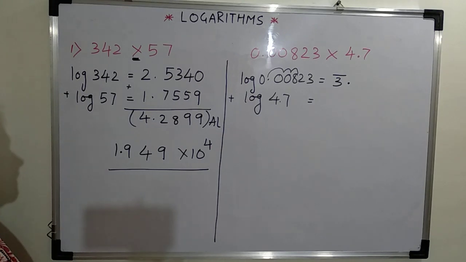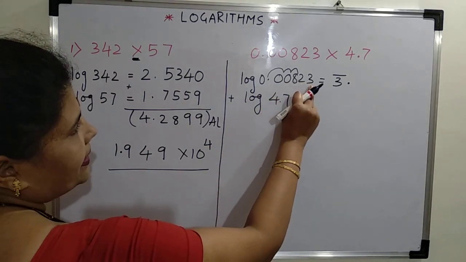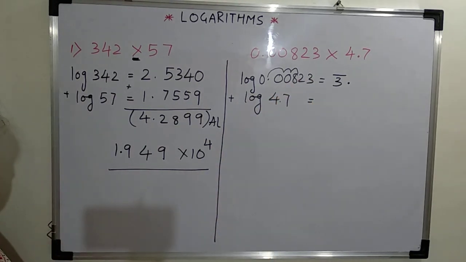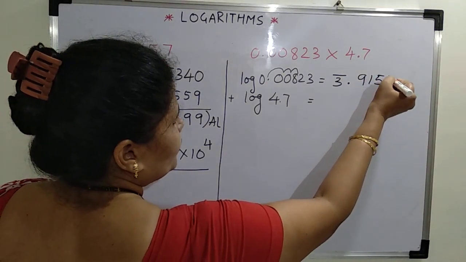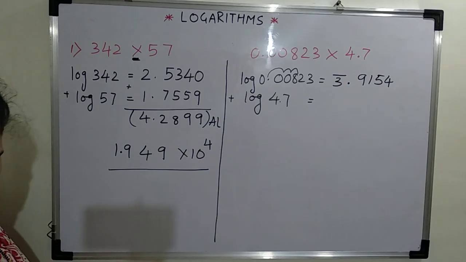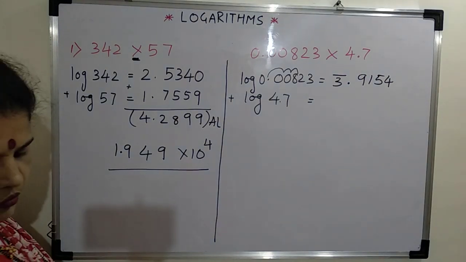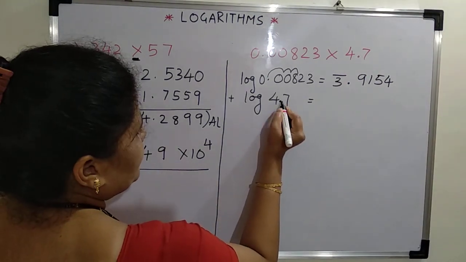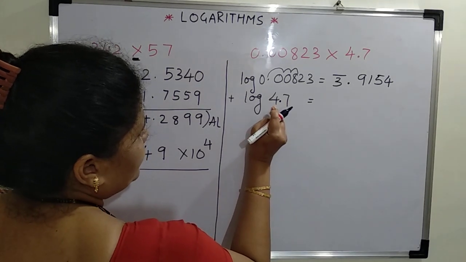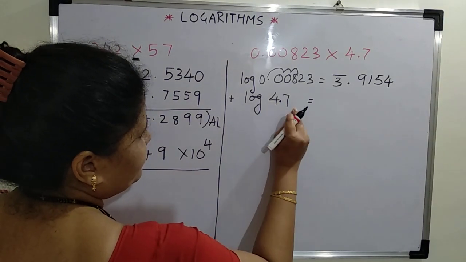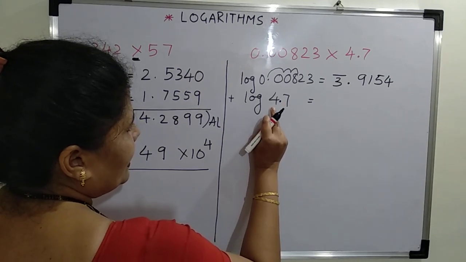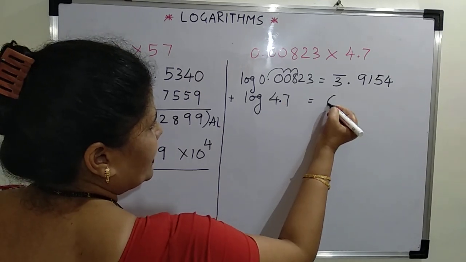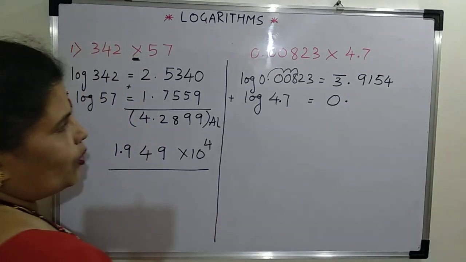So it will be 82 under 3. And 82 under 3 is 9154. You please check along with me, students. It is 9154. Let us go for this. Decimal is here. So you have to count the digits before the decimal, not after the decimal. So before the decimal, the digit is only 1. So 1 minus 1 is 0. So its characteristic will be 0 point.